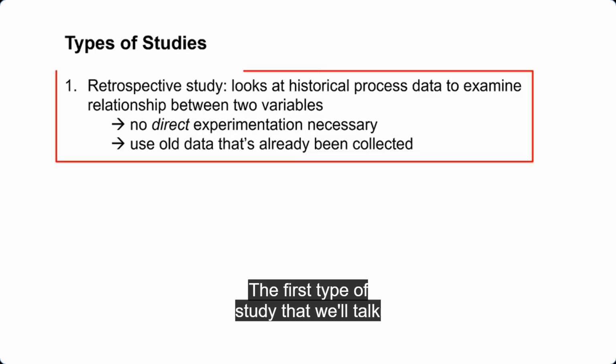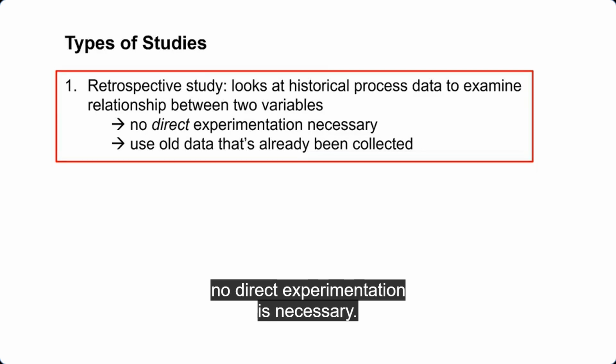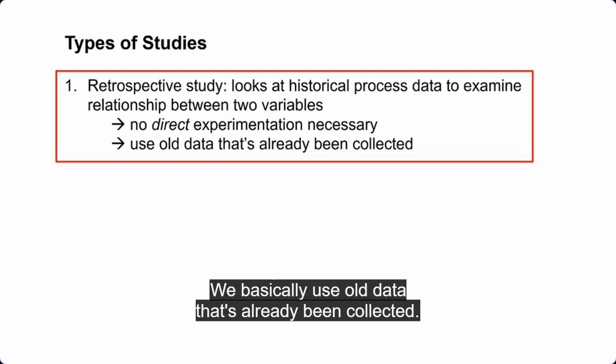So let's talk about the types of studies. The first type of study that we'll talk about is known as a retrospective study. This just looks back at historical process data to examine the relationship between two variables. Importantly, for retrospective studies, no direct experimentation is necessary. We basically use old data that's already been collected.